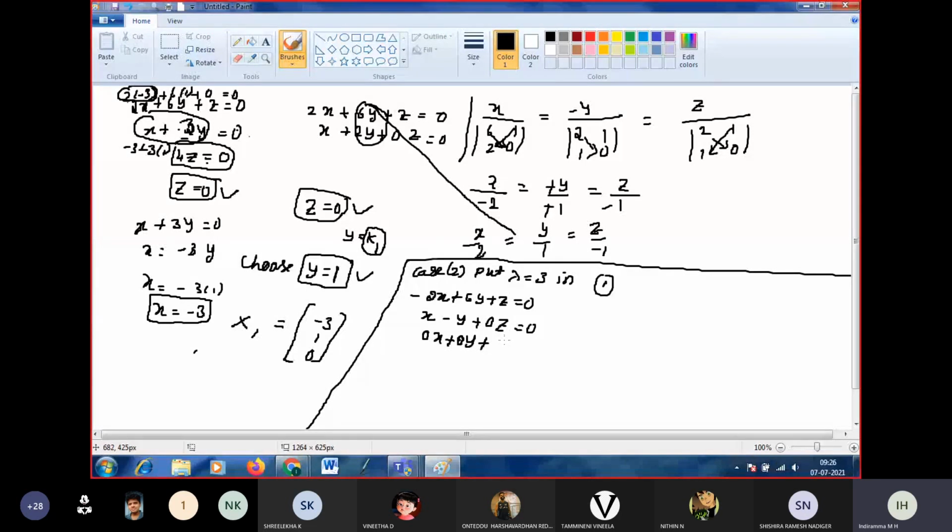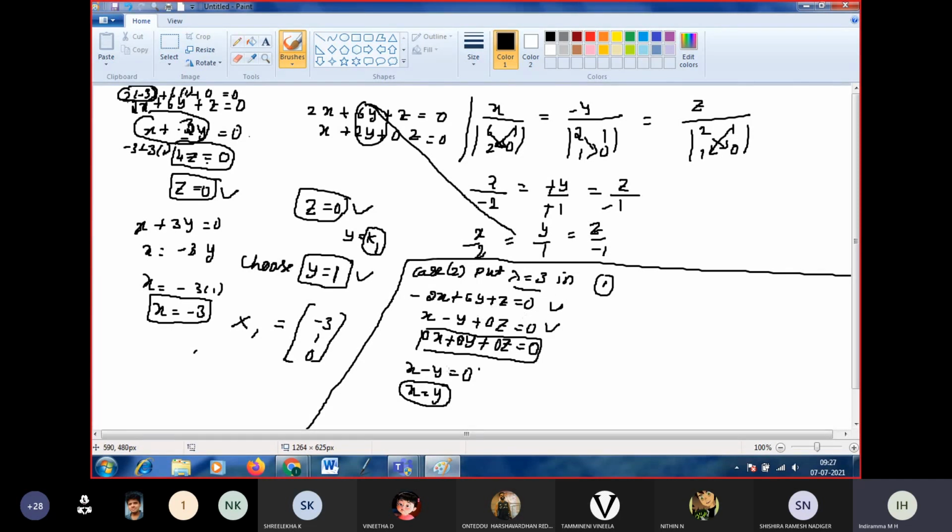Third equation is 3 minus lambda into z. If you put lambda equal to 3, 3 minus 3 is 0z. 0z equal to 0. So third equation is completely 0, which means I cannot find any value from the third equation. So now second equation is x minus y is equal to 0. So that is x equal to y. Since x equal to y, we have two equations with three unknowns. If you find the rank, you will get infinite solutions.